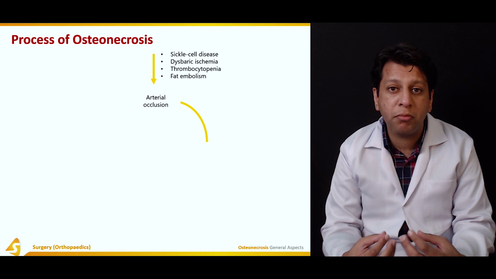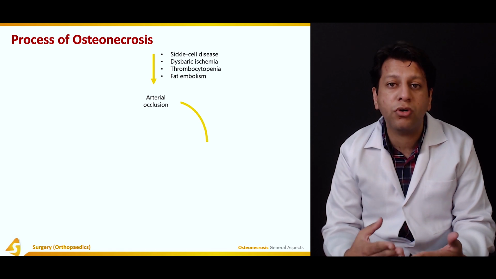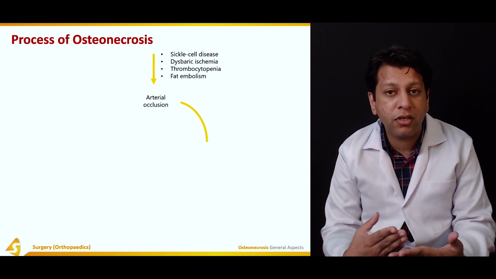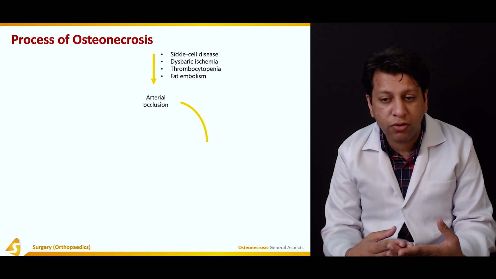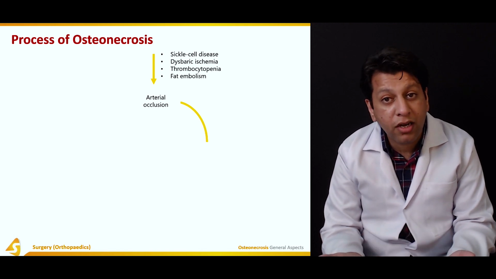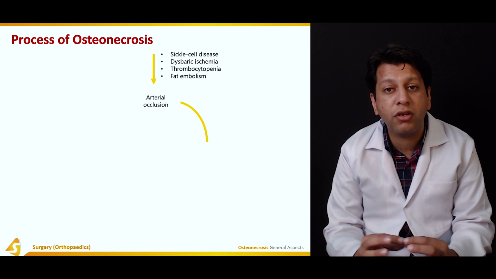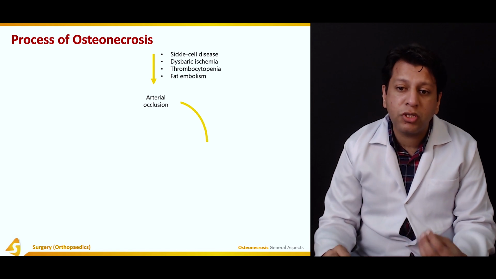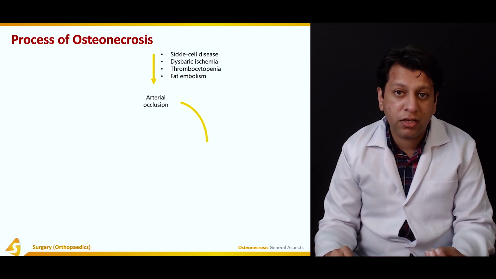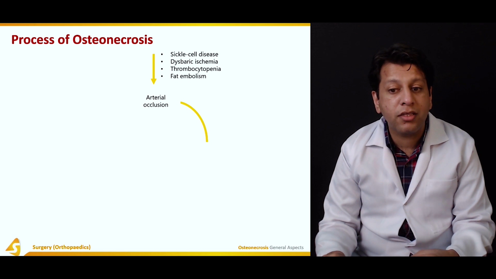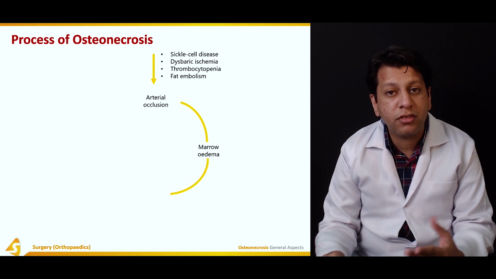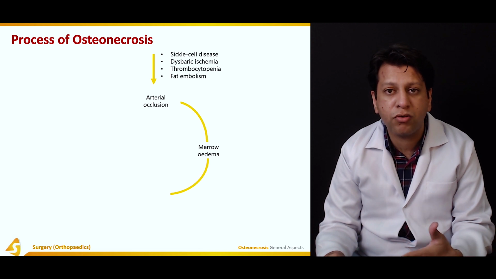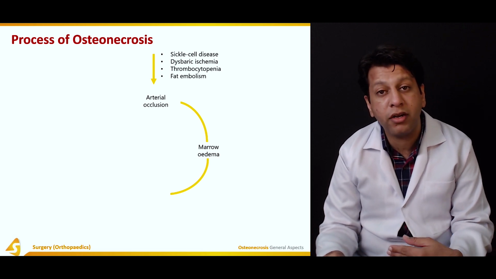Although there is no trauma, the stasis has actually caused thrombosis of the vessel, leading to stoppage of circulation. Similarly, in case of fat embolism, the fat globules block or clog up the microvasculature, leading to AVN. So these diseases all first cause arterial occlusion. Then the same cascade is repeated. There is venous stasis and thrombosis, and then eventually marrow edema.